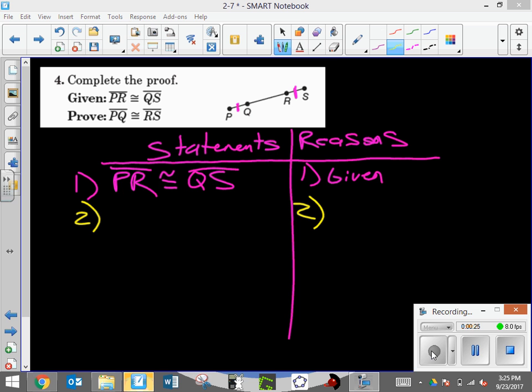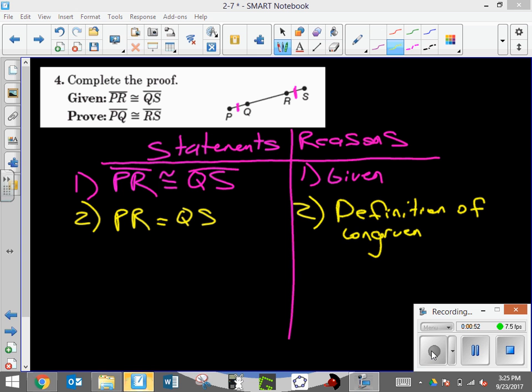But we know that we can change congruence to equals right away, just like what we've done before. That will help us write some equations. So let's do that first. We're going to change congruence to equals. So we're just going to state that PR is equal to QS by the definition of congruence. Okay, that is step 2.